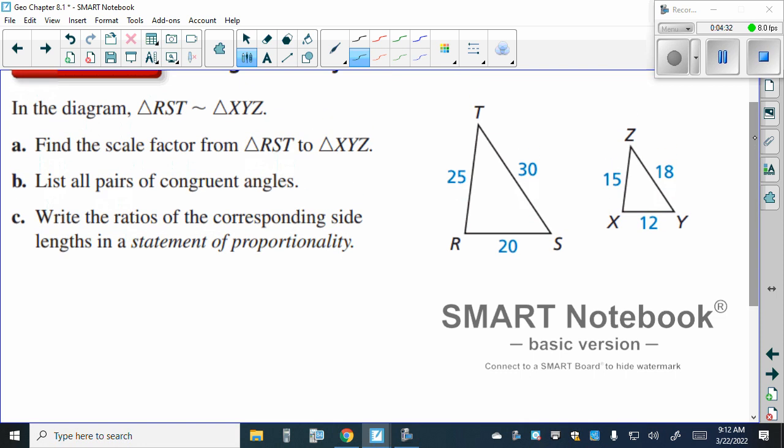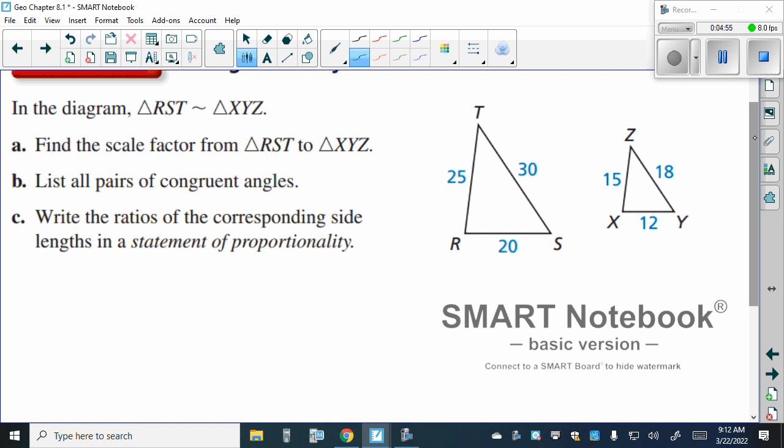Now, for this first example here, we're saying that these two figures are similar. We're saying that triangle RST is similar to triangle XYZ. RST and XYZ are similar. So the angles, as we just said, are going to be congruent. All the angles are going to be the same, or the corresponding angles, sorry. The corresponding angles will be the same.